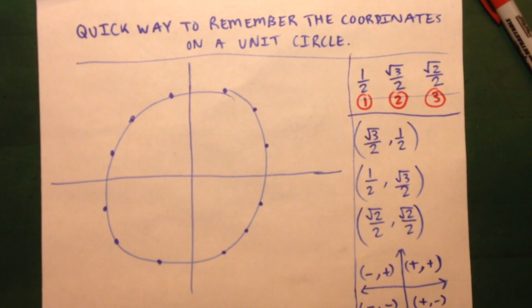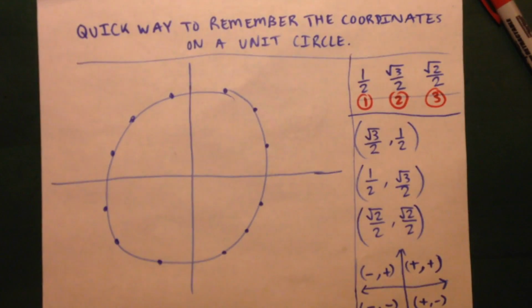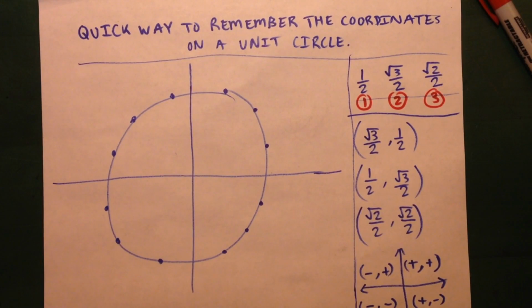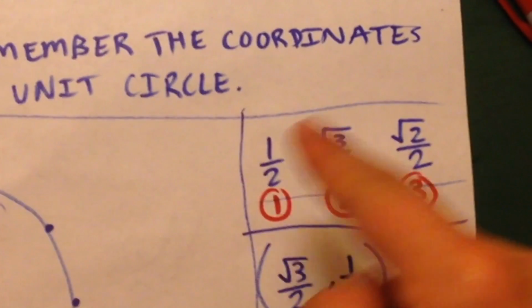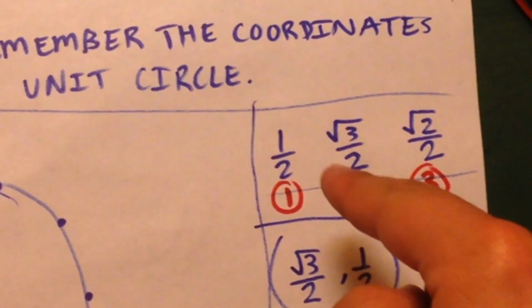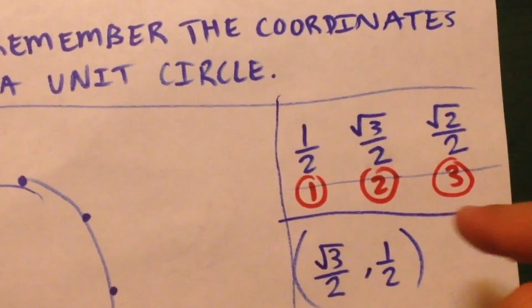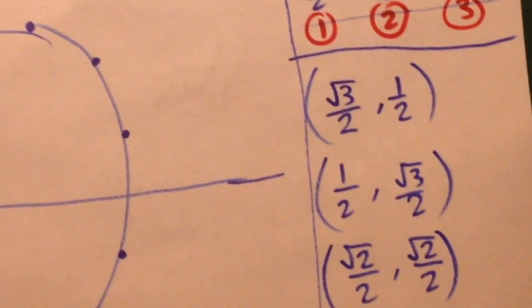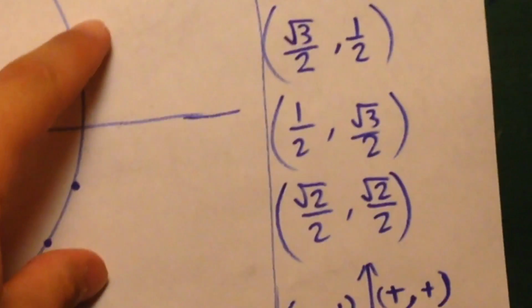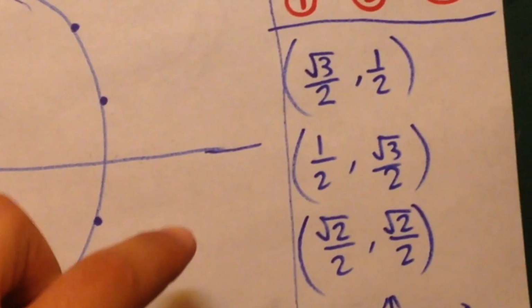Alright, so in this video I'm going to be showing you a quick way to remember the coordinates on a unit circle. So here are the coordinates, I'm going to fill them out. It's important to remember these three different numbers we're going to have: a half, square root of 3 over 2, and square root of 2 over 2.